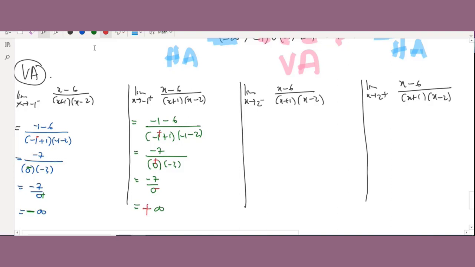Okay, continue. Normal. And then substitute 2 minus 6. Okay, 2 plus 1, 2 minus 2. And then negative 4, 3, 0. Confirm negative 4 over 0, right? And infinity. And check the problem: 2 minus 2 before is x, right?